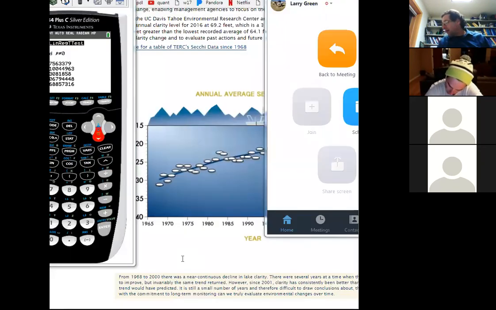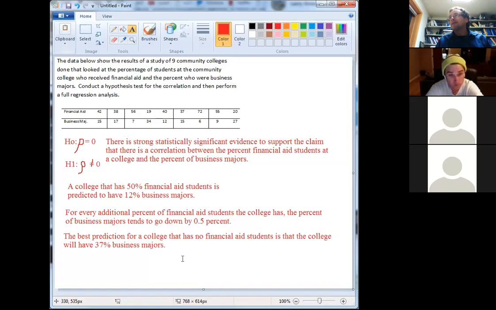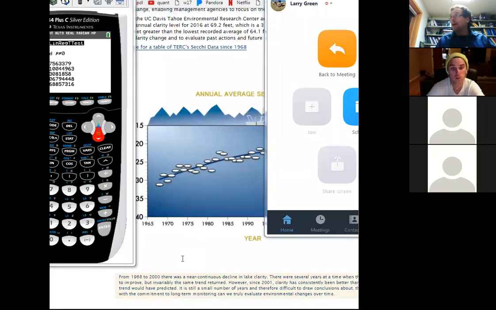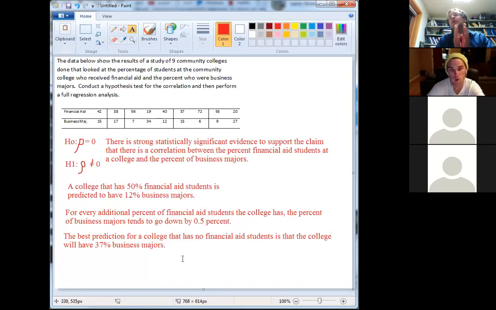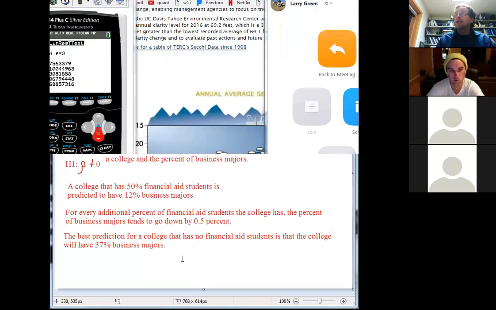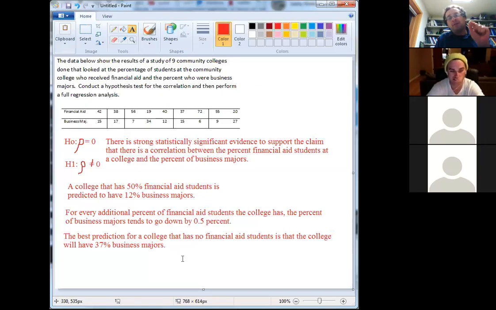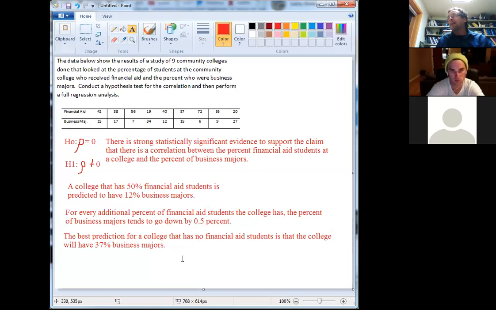Notice that R squared was 0.84. So that means that there's a pretty wide variation in business major percent, college by college. But if you only look at colleges that have a specific fixed amount of financial aid students or percent, then the variation decreases by 84%. Any questions on that?